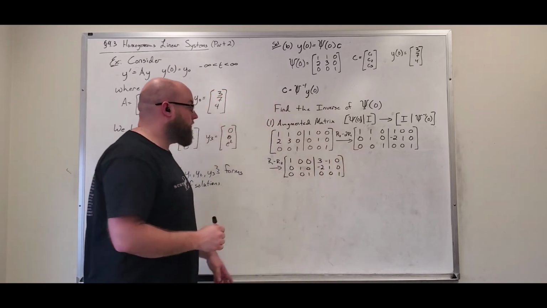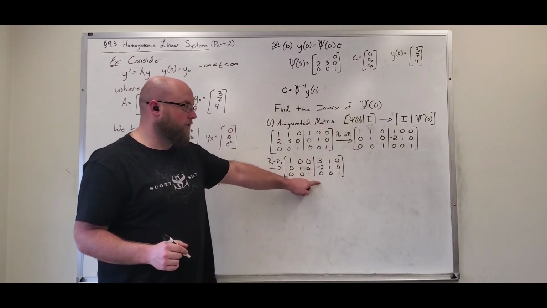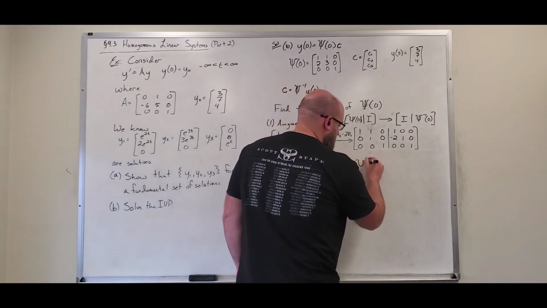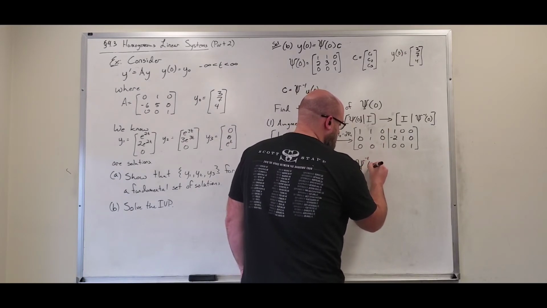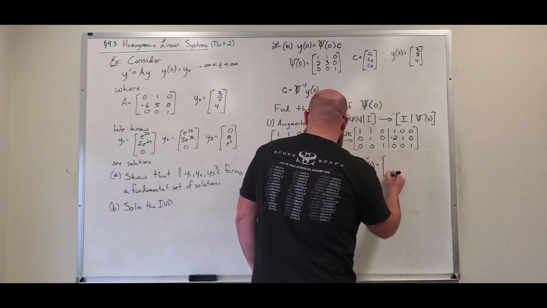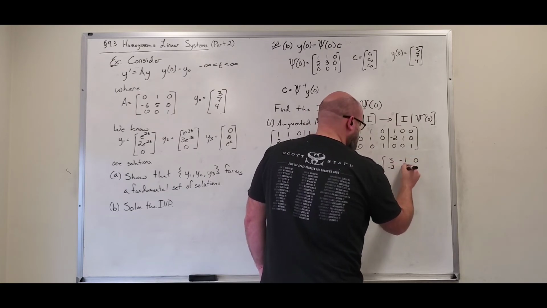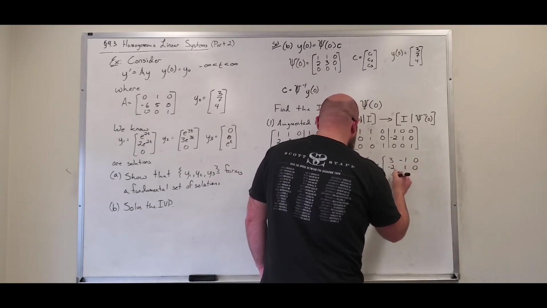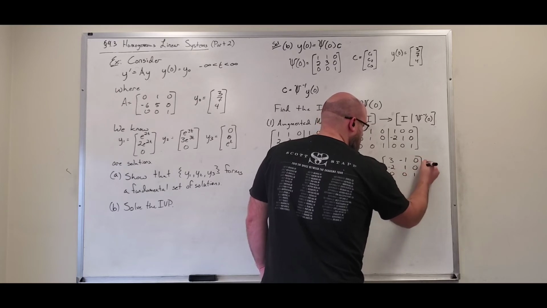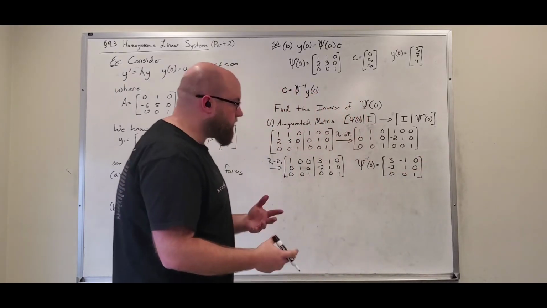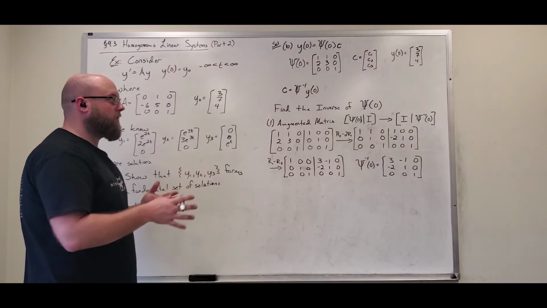So this right here is psi inverse, which is 3, negative 1, 0, negative 2, 1, 0, and 0, 0, 1. Okay, so that is the first approach to figuring this out. It only took a couple steps and you're done.